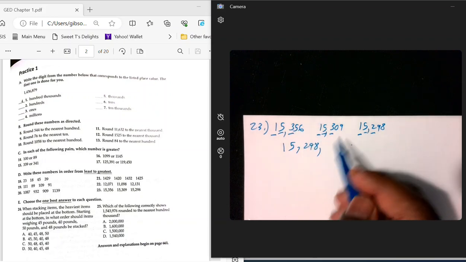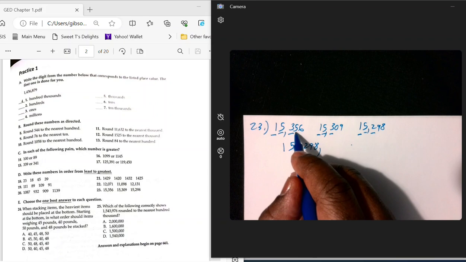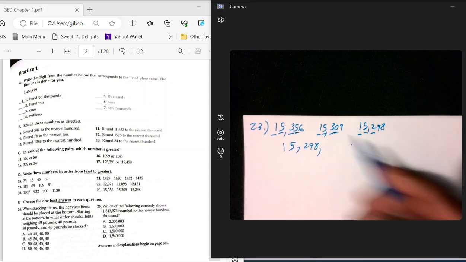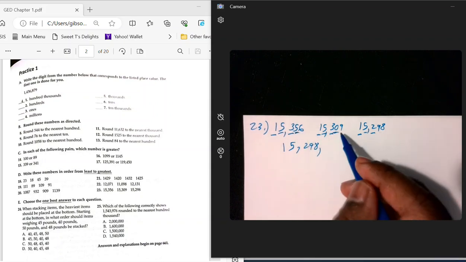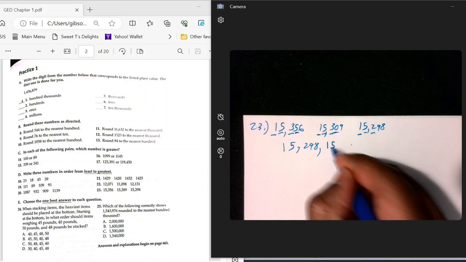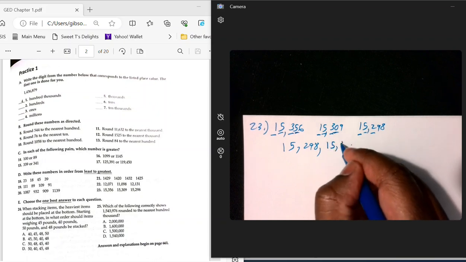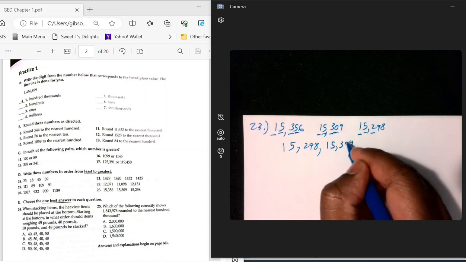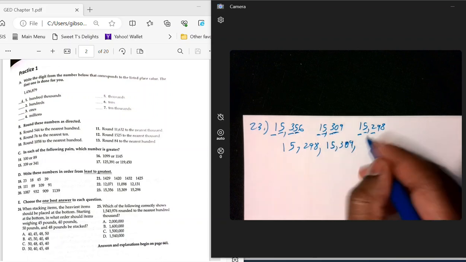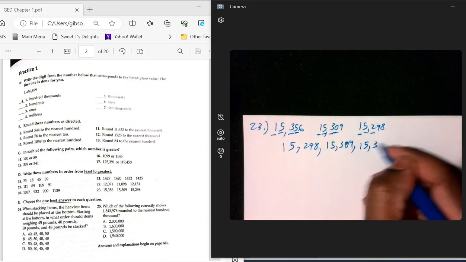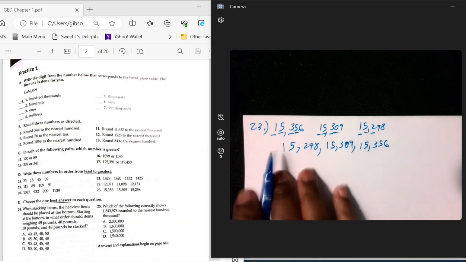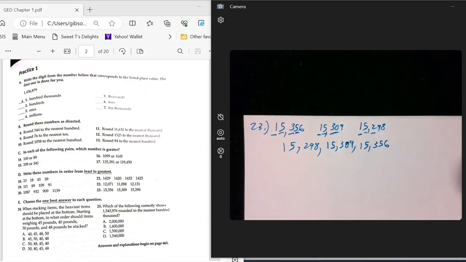So now we're trying to find the next smallest. So we go here to the tens place, 5 and 0. We know 5 is larger than 0. So our next smallest would be 15,309. And then our last value would be 15,356. And that is our final answer.